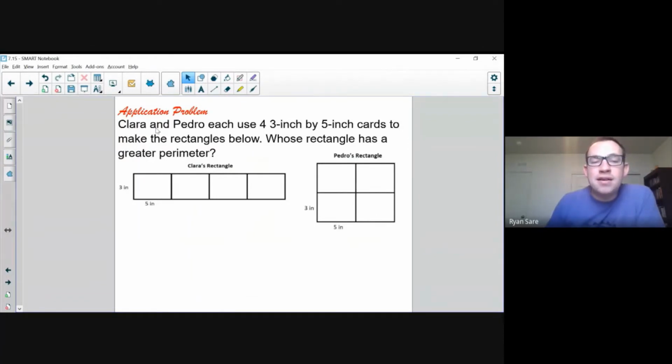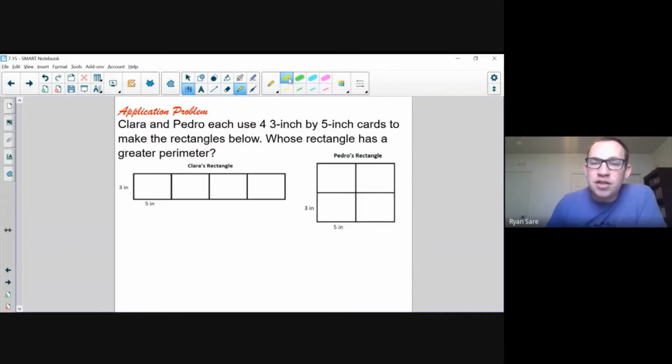And it says Clara and Pedro each use 4 3-inch by 5-inch cards to make the rectangles below. Whose rectangle has a greater perimeter? Before you pause the video, I want to point something out. Some of these problems that we're going to be doing today, you have to really pay attention to the wording and what they're saying. We've got a lot of numbers right here, 4 3-inch by 5-inch, and we want to make sure we know what they're talking about.